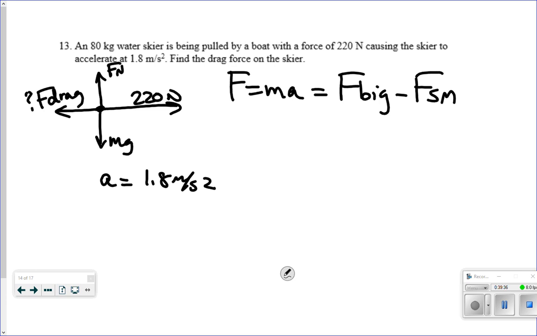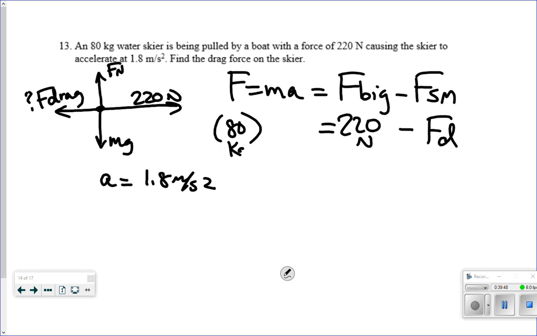Okay, our smaller force is drag. That's what we want to find. The bigger force has got to be the 220 newtons. Net force is mass times acceleration. Luckily, they gave us the mass in the question, so 80 kilograms. My acceleration that I'm being given is 1.8 meters per second squared. So it's a matter of algebra after that. Okay, so if I do this, I believe I get 144 newtons.